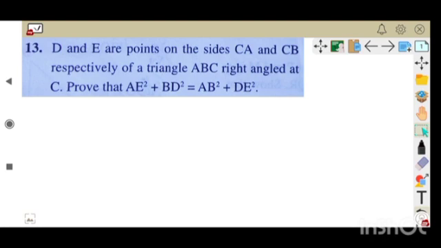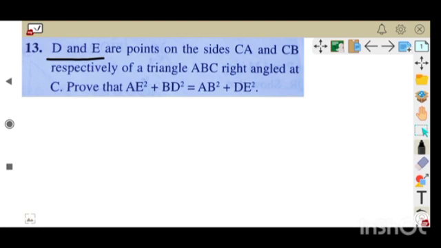We have question number 13. D and E are points on the sides CA and CB respectively of a triangle ABC right angled at C. Here what we know is triangle ABC is a right angle triangle, and here right angled at C means angle C is 90 degree. And again, the most important part, D and E are the points on the sides CA and CB. That means D lies on the side CA and E lies on the side CB.